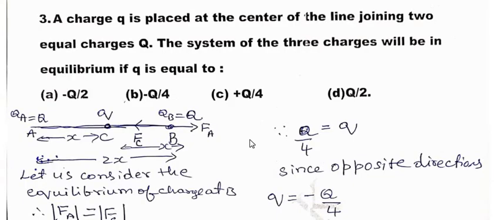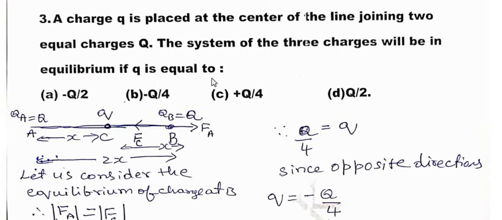Then the next question, third one. A charge Q is placed at the center of the line joining two equal charges Q. The system of the three charges will be in equilibrium if q is equal to.